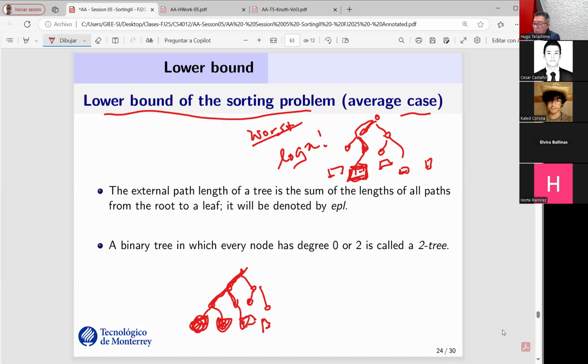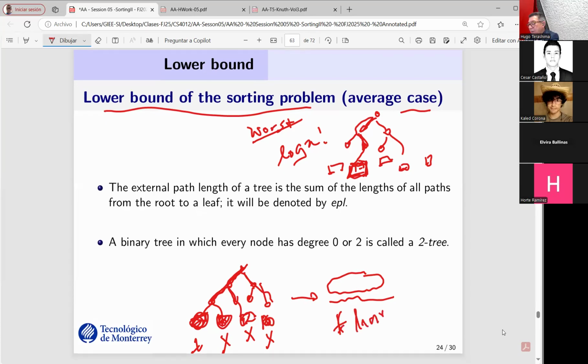There's a cost, a number of comparisons, for each of the cases. Then I sum this, plus this, plus this, plus this, and I put the summation here, and I divide by the number of leaves, or the number of permutations that I have. For the general case, it's going to be n factorial, and this is going to give you n log n for the average case.